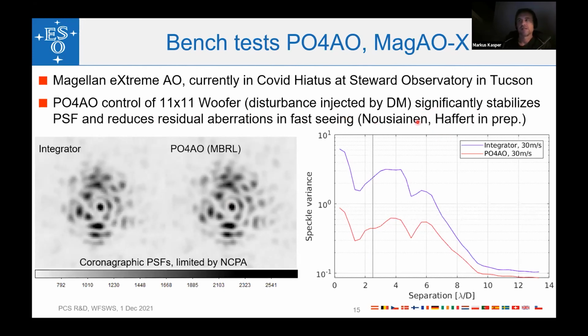The loop is closed. And what you can see here is a coronagraphic PSF with the integrator control and with the PO4AO. And obviously, you see that the stability with the machine learning control is much better than with the integrator control. So the residuals that you see here are limited by NCPA. So this is something, of course, that the wavefront sensor doesn't see, so also the PO4AO doesn't correct for it. And the variance in this case is reduced by a factor of 5 or so, if I see it correctly in this plot.